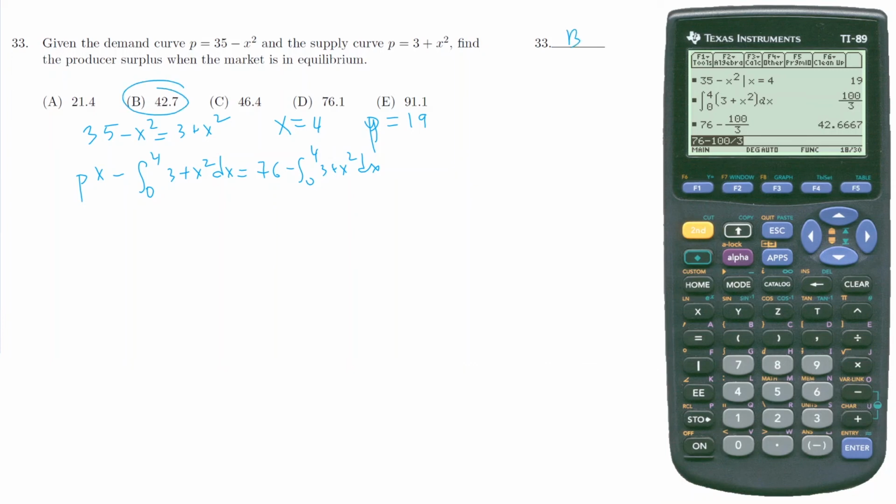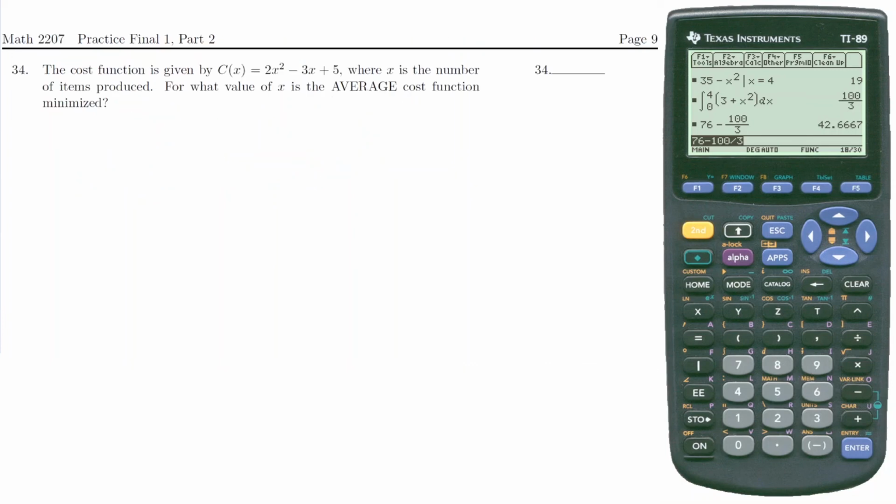All right, 2 more to go and be done. The cost function, okay, find the average cost. For what value of x is the average cost minimized? Great. So what's my average cost? 2x squared minus 3x plus 5 over x. And that's what I'm minimizing. So I'm doing the derivative of 2x squared minus 3x plus 5 over x.